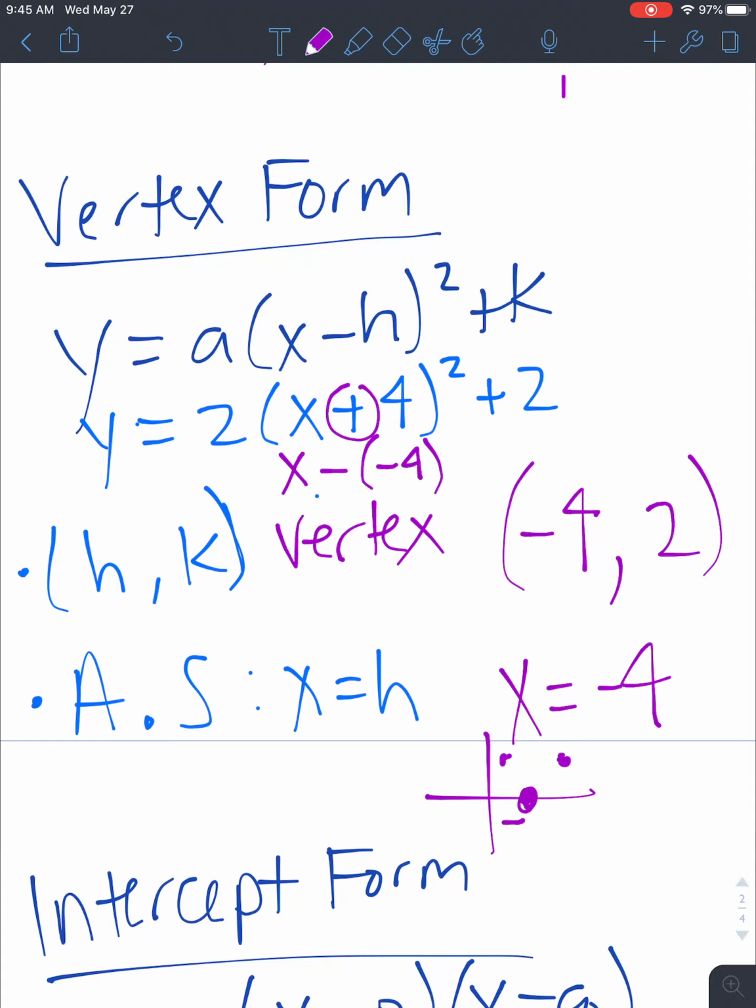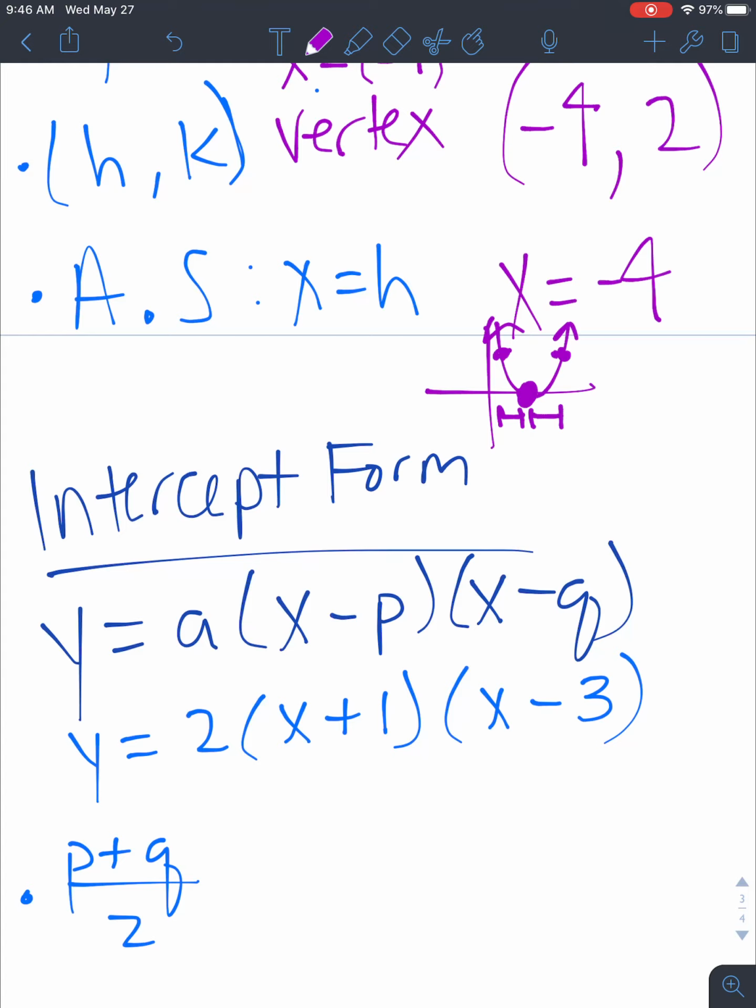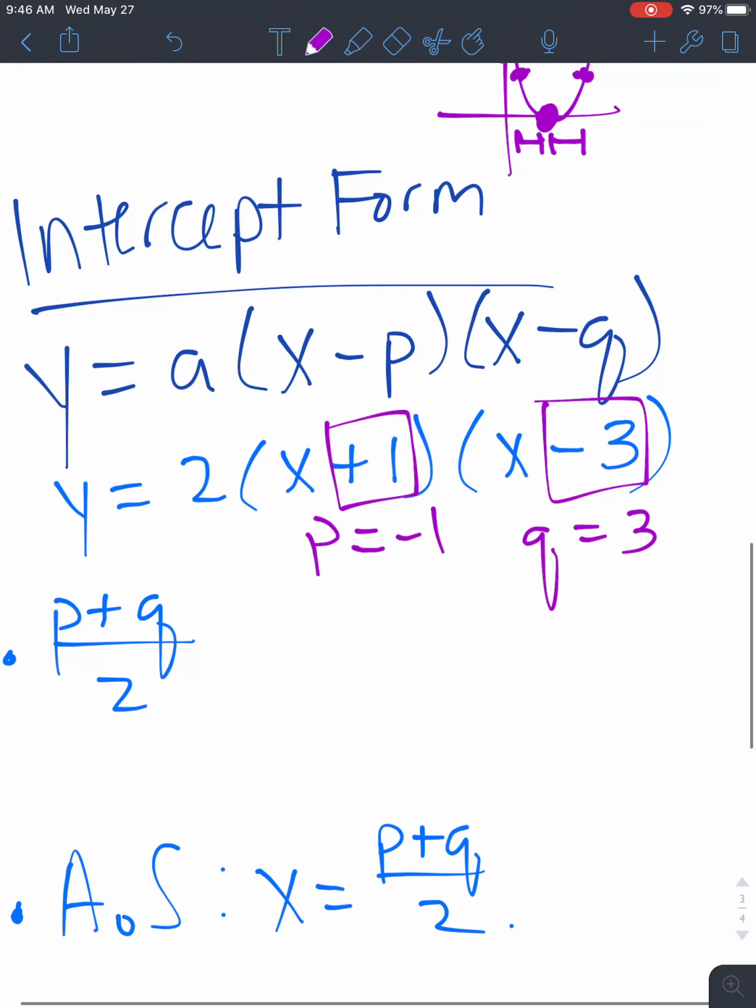All right. So after vertex form, we had intercept form. Now, intercept form always tells us our two x-intercepts. So our generic form is y equals a times x minus p times x minus q. P and q are your x-intercepts, and you have to always remember, when working with them, to flip the sign. So in this case, I have a plus 1. I have to flip the sign, so I get negative 1. Here I have a negative 3. I flip the sign, so I get positive 3. So p is negative 1, and q is positive 3.